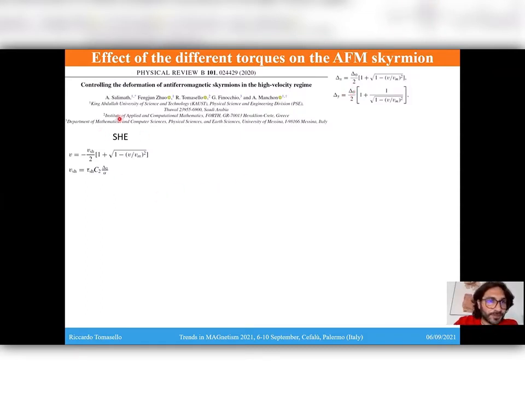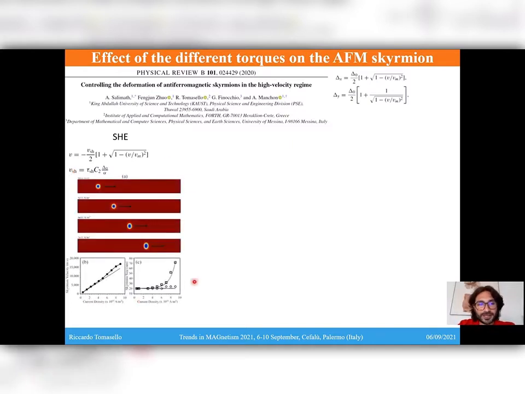Therefore, let's start from the spin-orbit torque, from the spin Hall effect. We see that analytically we expect a saturation of the velocity when it approaches the spin wave velocity Vm. Also, this is proportional to the equilibrium skyrmion size, meaning that the bigger the skyrmion, the larger the expected velocity. We perform the micromagnetic simulations, and we see here that the analytical prediction is linear.